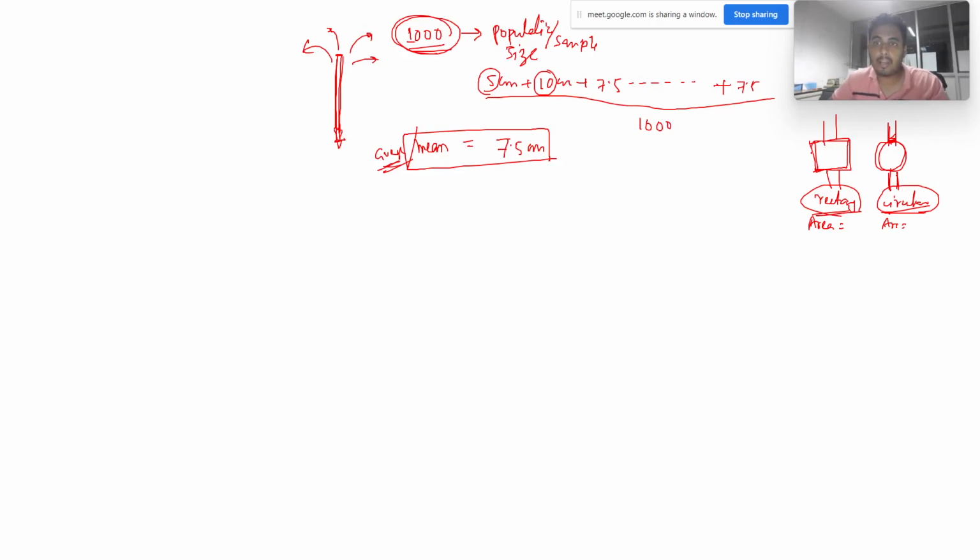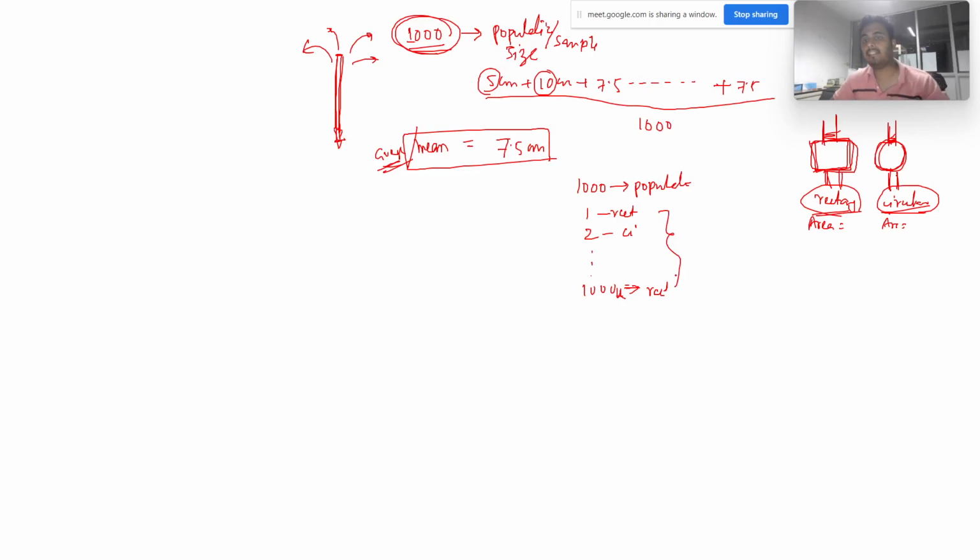If you want to understand what the average population prefers between rectangular or circular, you again go for 1,000 people and ask them which one they like. One person says rectangular, the second person says circular. Like that, the 1,000 people respond.